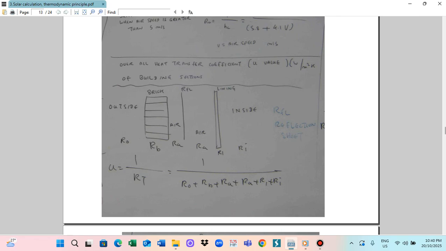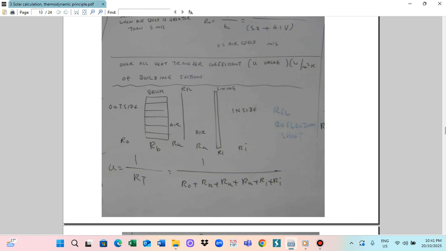Outside the wall and then go to brick and also the aluminum foil. So this aluminum foil is to prevent the heat. It reflects the heat back to the outside. And then the air, the layer and the lining. Lining may be that constructed with the wall, timber wall. So that's construction. So the outside air we can use the R0, it's a resistance R0.